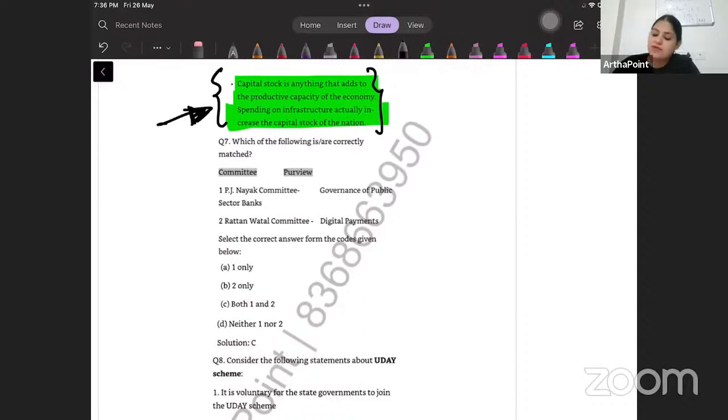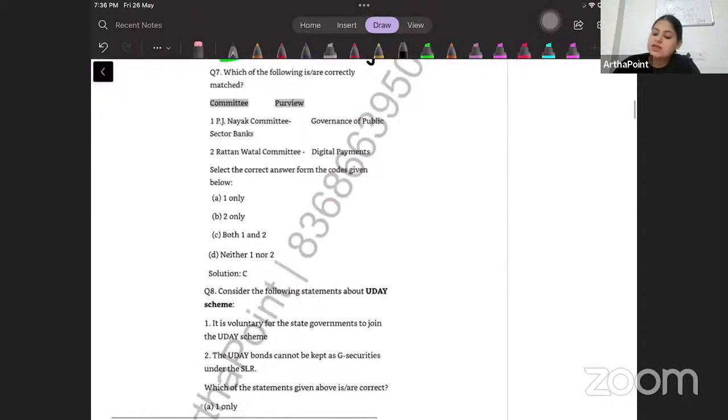Okay, beta. Let us look further. Which of the following are correctly matched? Okay. So let's have a look here. PJ Nayak Committee, governance of public sector banks, and Ratan Vatal Committee, digital payment. Beta, actually both of them are correct. This is related to the governance of public sector banks. Committee का नाम ये है PJ Nayak Committee, and it was formed to see how public sector banks are working. And beta, Ratan Vatal Committee was formed to check on the digital payments.